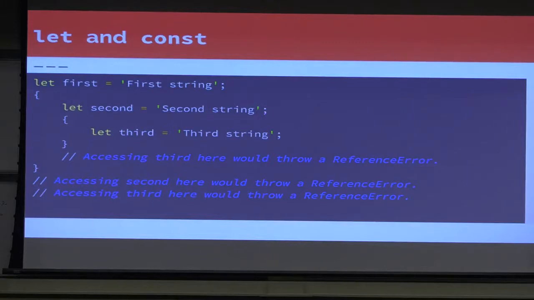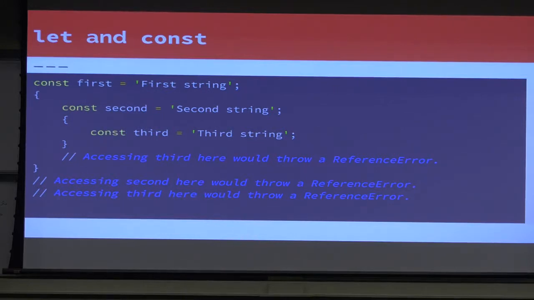Here's an example of blocks. As you can see, we don't have an if statement here. We don't have a for loop. We don't have anything. We're just starting a new block level each time. We start the first one, then the second, then the third. If we try to access the third variable outside of the third scope, we're going to get a reference error. And the same thing with second and third. That's with let, but it's exactly the same with const.